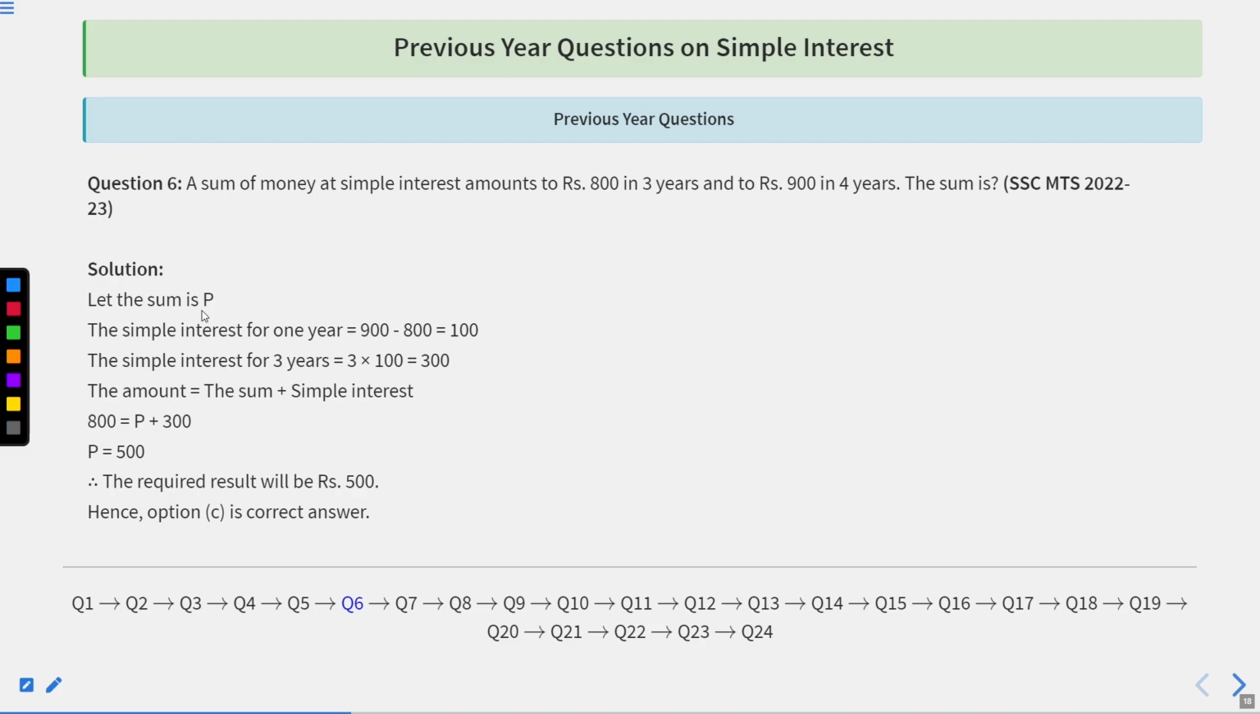Let the sum be P. The simple interest for 1 year is going to be 900 minus 800, that is 100. And the simple interest for 3 years will be 3 into 100, that is 300. The amount is equal to the sum plus simple interest, so 800 is equal to P plus 300, and P is equal to 500. Therefore, the required result will be 500 rupees. So the correct option here is option C.